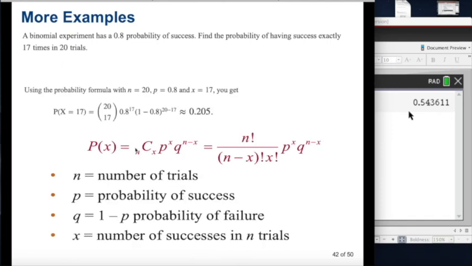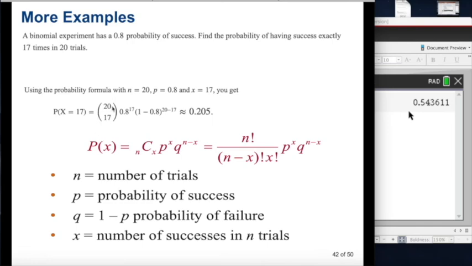Of course, you can use this binomial probability formula. Okay, knowing n is equal to 20, because there are 20 trials, the probability of success is equal to 0.8, and we want to have success exactly 17 times, so x is equal to 17. So we input those into this formula.